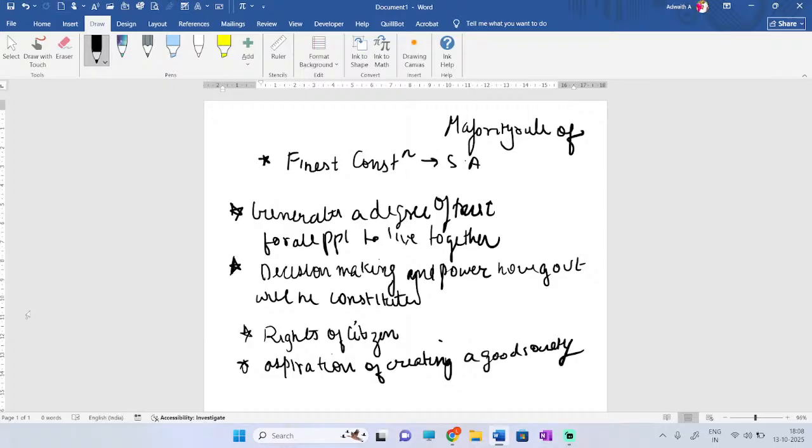You have to read the preamble. We, the people of India, having solemnly resolved to constitute India into a sovereign, socialist, secular, democratic republic, and to secure to all its citizens: justice, social, economic and political; liberty of thought, expression, belief, faith and worship; equality of status and of opportunity; and to promote among them all fraternity assuring the dignity of the individual and the unity and integrity of the nation.